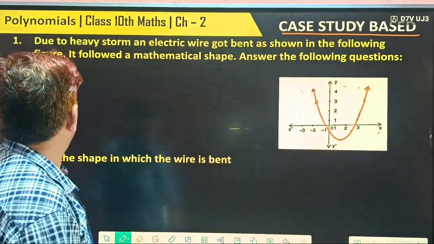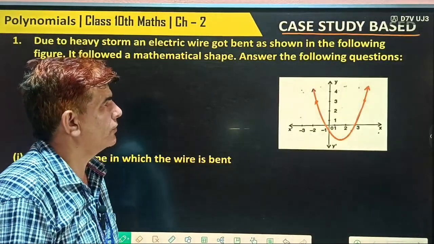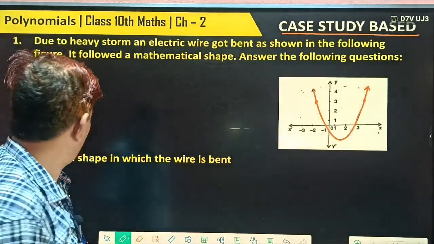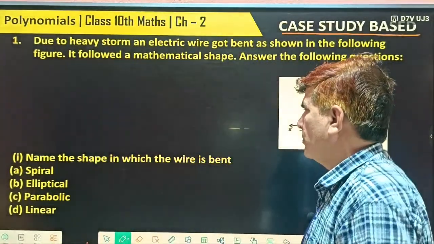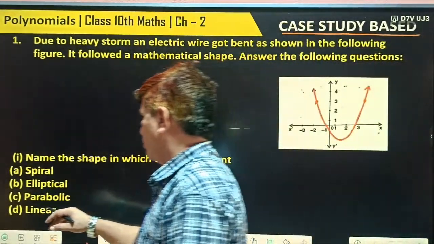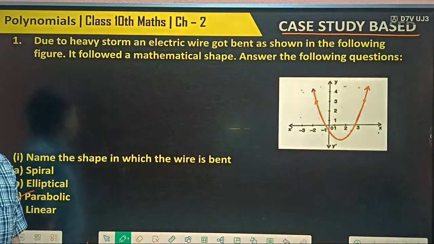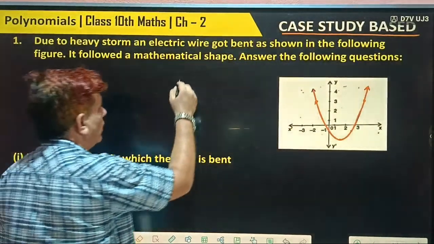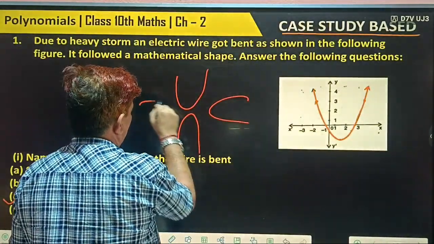Meaning understood. It followed a mathematical shape. Answer the following questions. Name the shape in which the wire is bent. This need not be told, it's a parabola. There are 4 types of parabola like this, upward, downward.